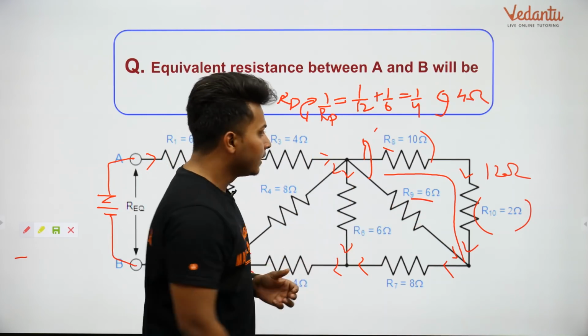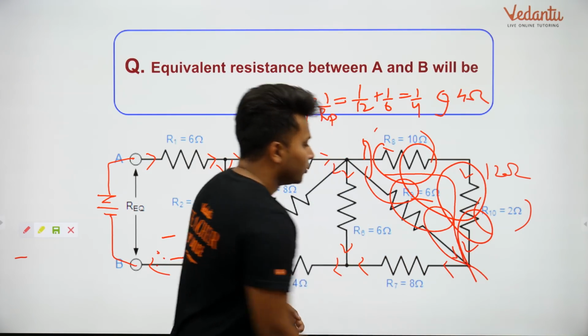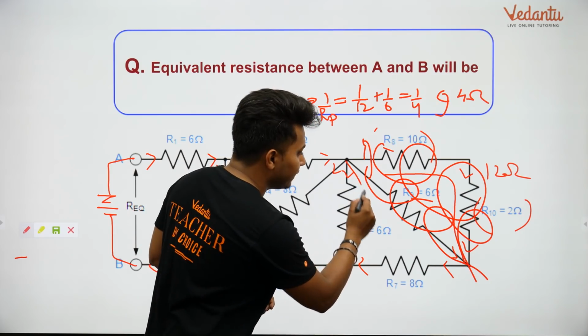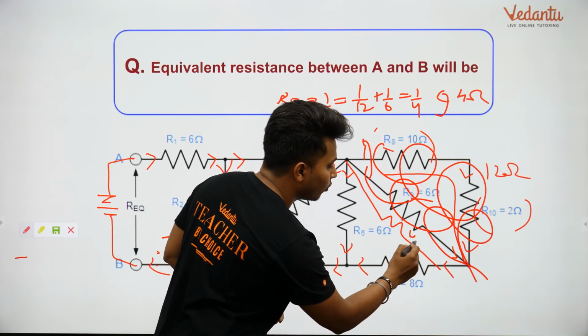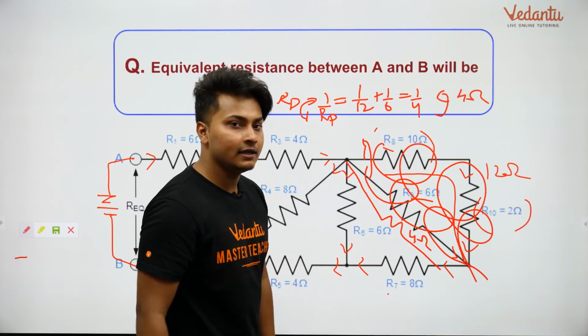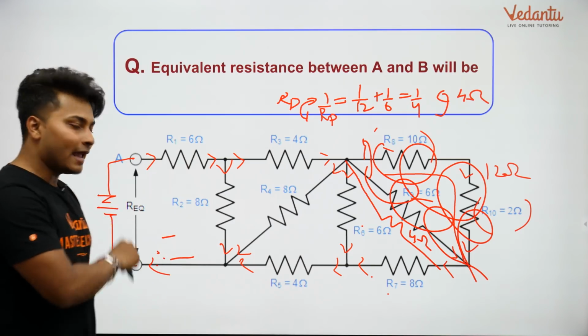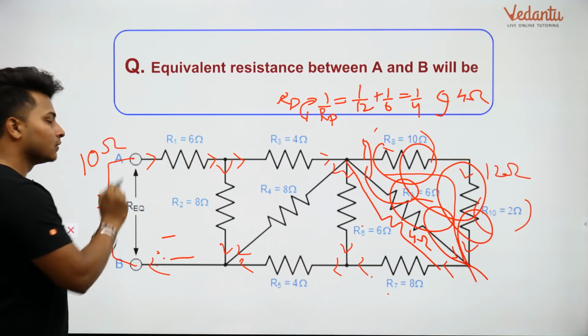Once you got 4 ohms, then all these parts do not exist. You just have one resistance in this area, which is of 4 ohms. Then this 4 ohms and this 8 in series, then the process continues and you get the answer at the end as 10 ohms. That's it.